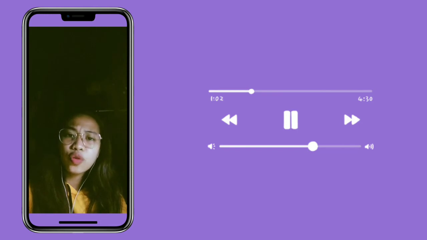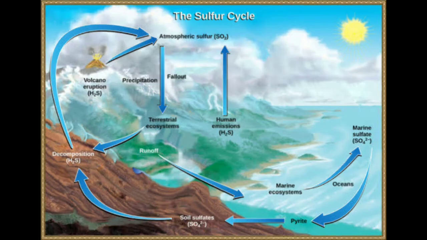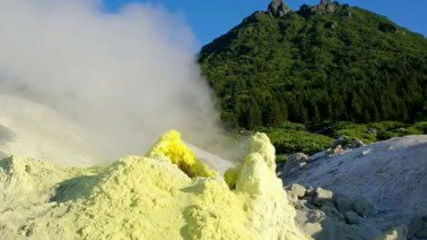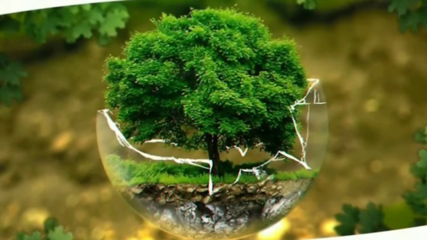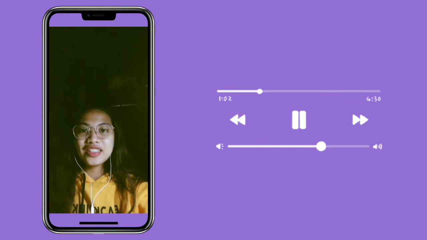Now, why is the sulfur cycle very important? The sulfur cycle is essential as it balances the concentration of sulfur in different reservoirs so as to make the earth a hospitable place for life. And that concludes the sulfur cycle.